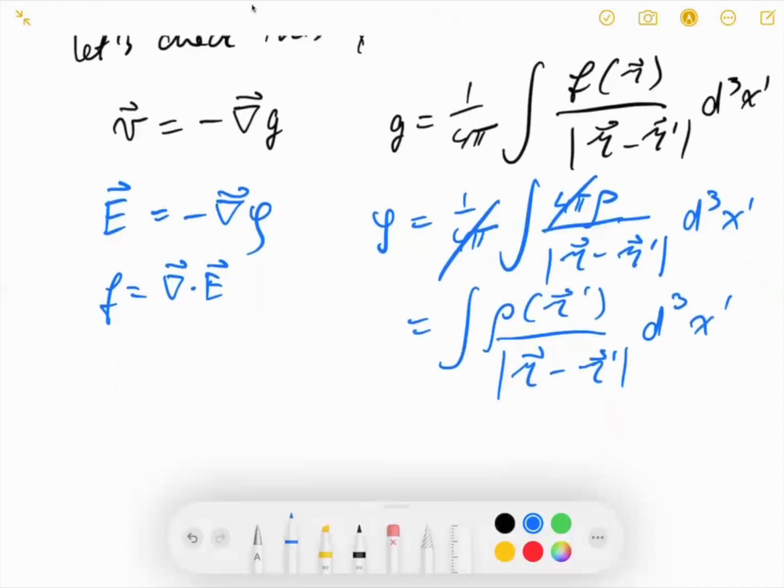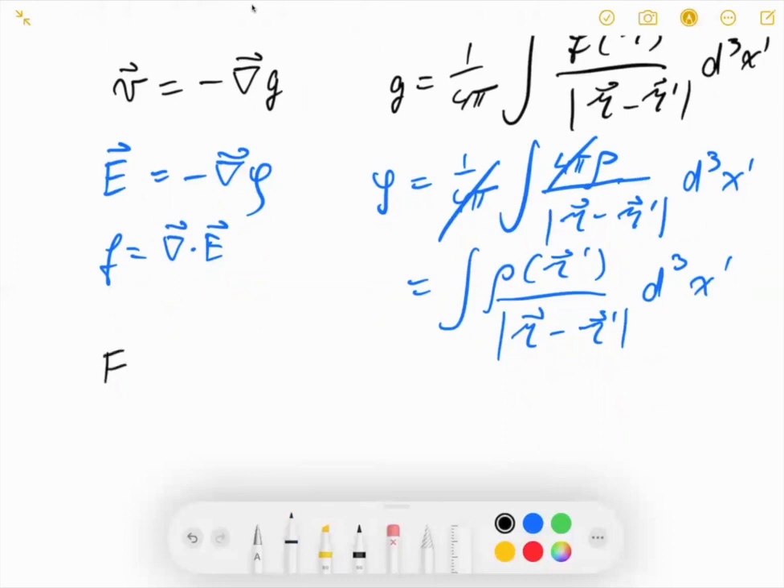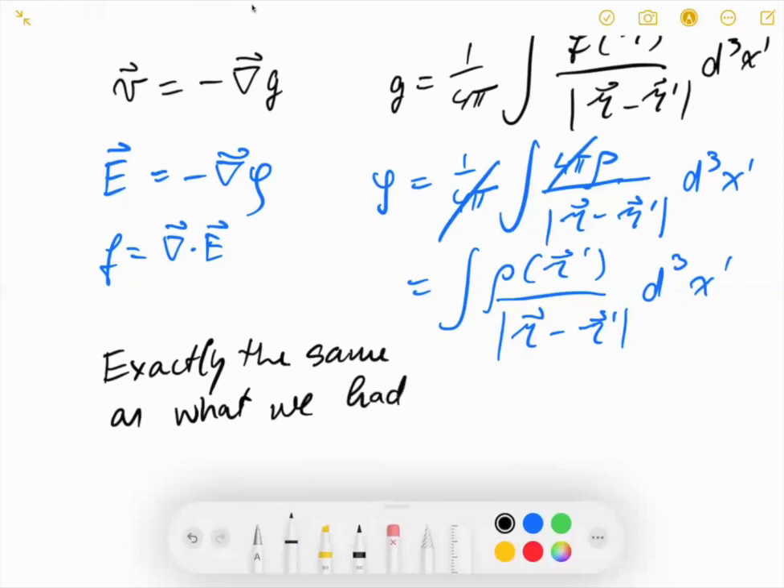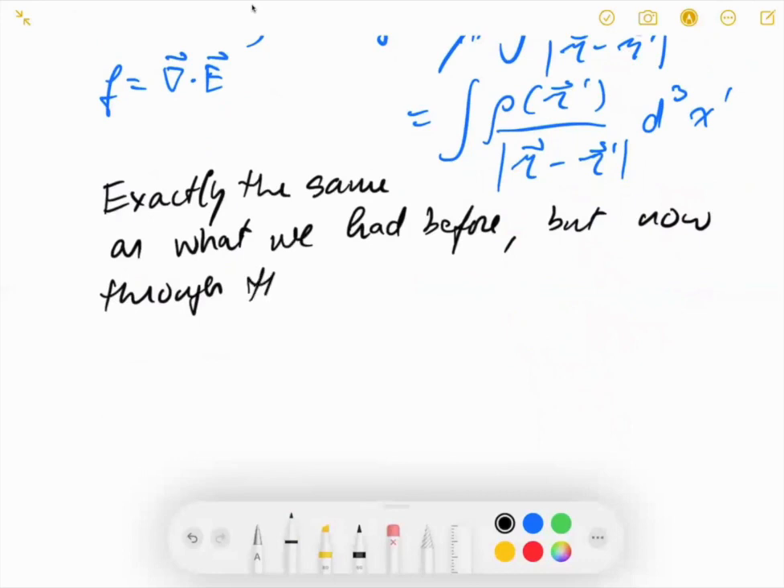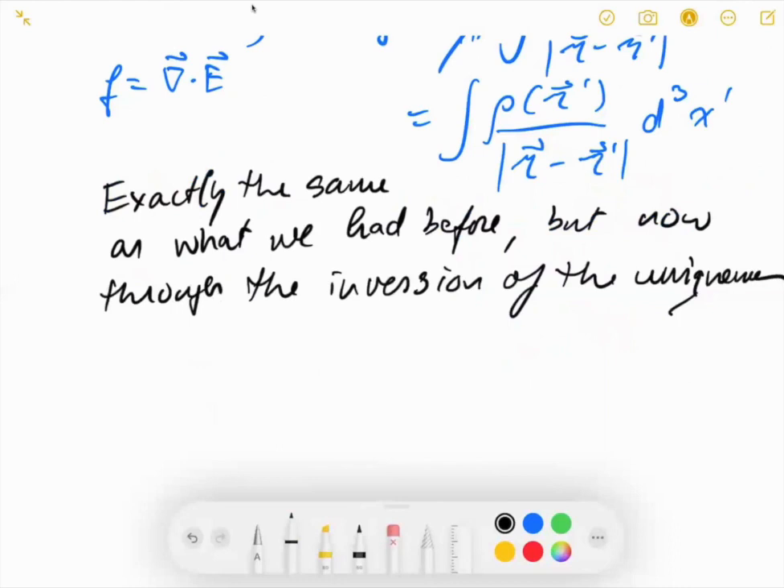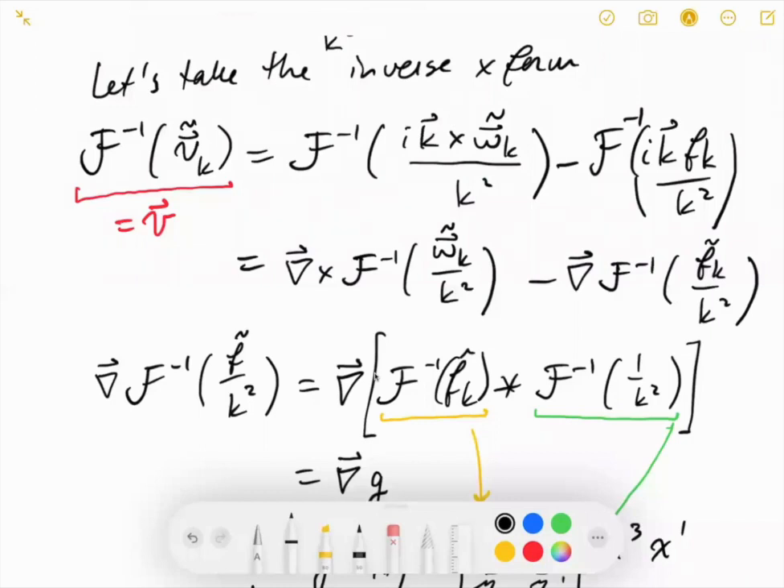So that is exactly the same as what we had before. But now through the inversion of the uniqueness. That's phrased a little weird, but basically saying I have the divergence and I have the curl. How do I solve that? And this needs to be fixed. That wasn't there as I was writing it for the first time.